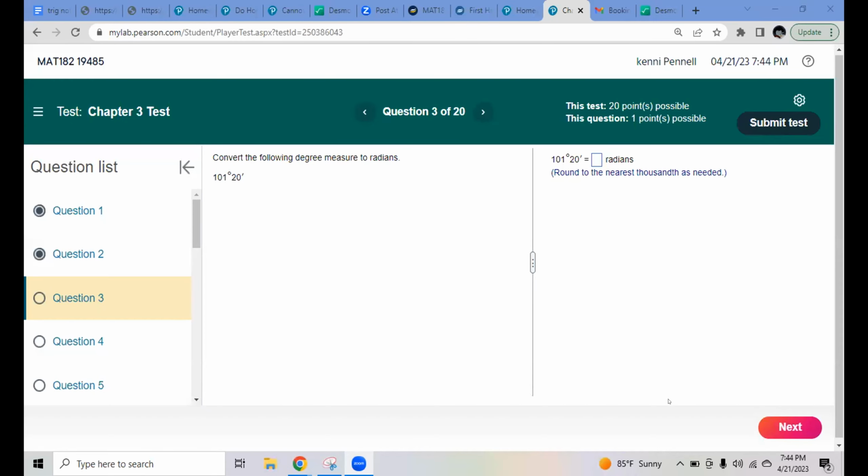All right. So this one, I think I can actually talk you through. You take that 101. Do I make the 20 minutes part of the degrees first? Well, you're going to take the 101 and add 20 divided by 60, because you're converting the minutes to degrees first. Yes. But then you've got to convert it to radians. So there's actually a bit more.